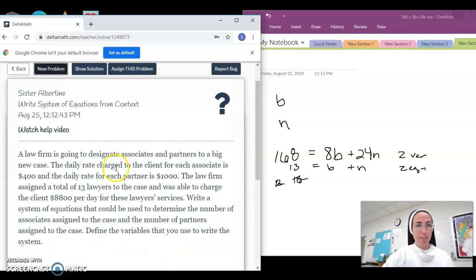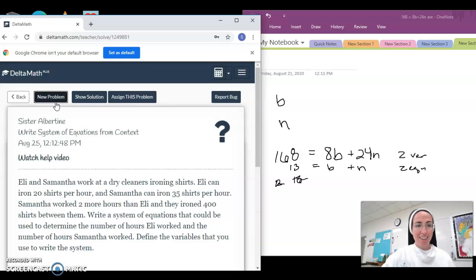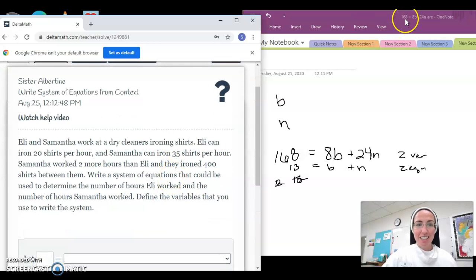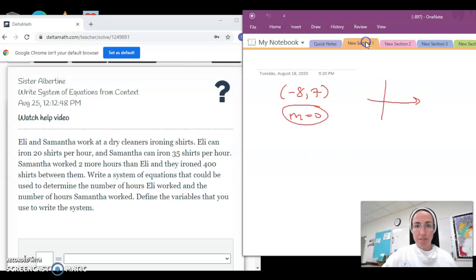Lemonade. See, I get to choose the problems.